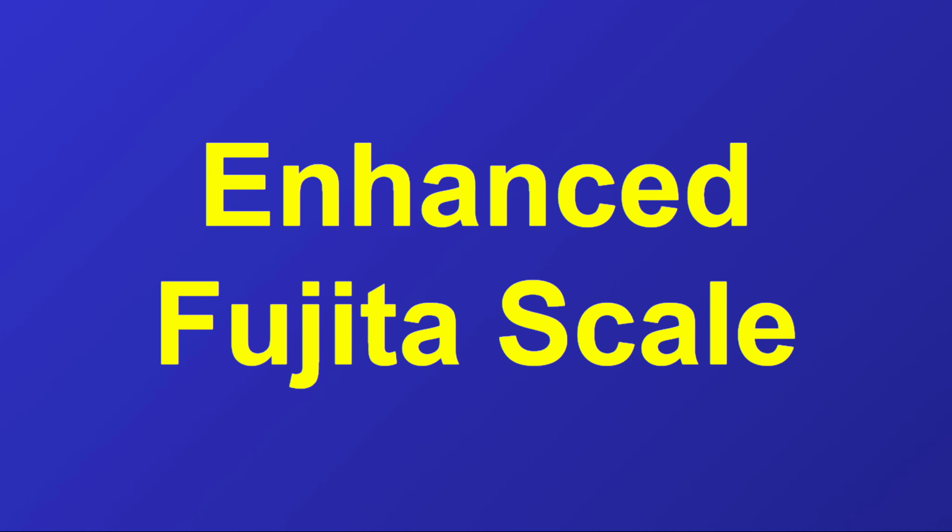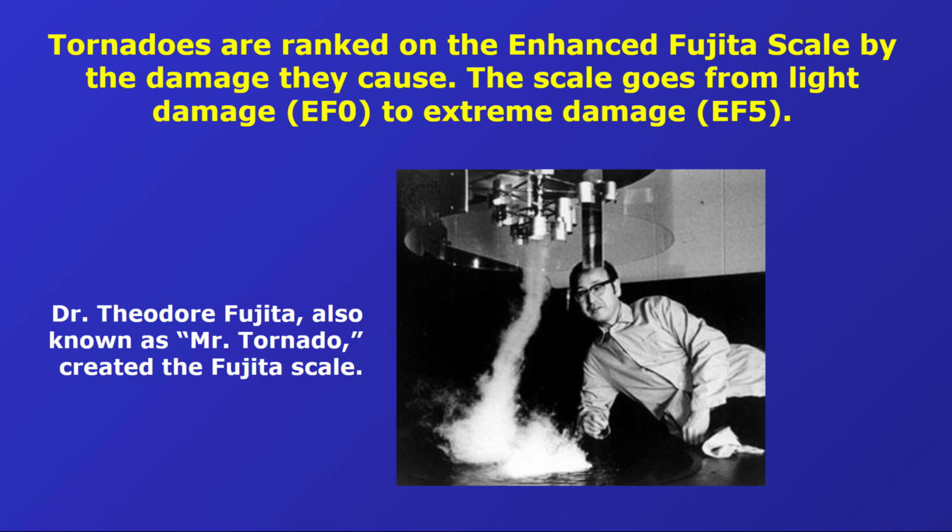Today we're going to talk about the enhanced Fujita scale. The Fujita scale is designed to measure the strength and severity of a tornado, and it was originally created by Dr. Ted Fujita in the 1970s, who is also known as Mr. Tornado. The Fujita scale was different from your typical hurricane scale because the hurricane scales measured the wind speeds of the hurricane, but that's not what the Fujita scale did. Rather, it determined the strength of the tornado based upon the severity of the damage left behind by the tornado.